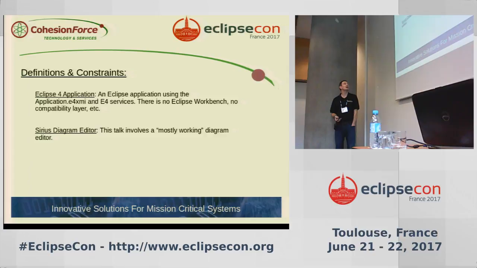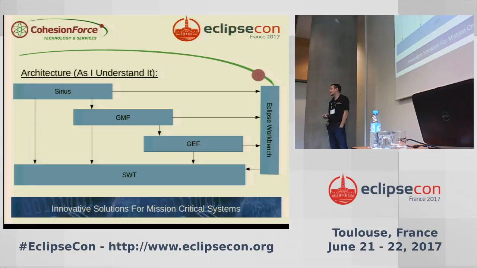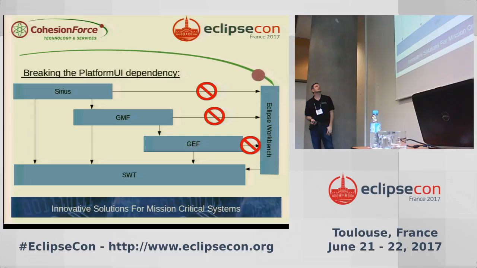So there's that. This is basically the architecture as I understand it. This may not be correct because I'm no expert at Sirius or GMF or GEF. You know, I just touch a lot of things. You have dependencies walking downward towards SWT, and then over on the right, I have the Eclipse workbench where you have things tying over to the workbench. So what we decided to do was try to break the lines going to the right, leaving the dependencies going downward.